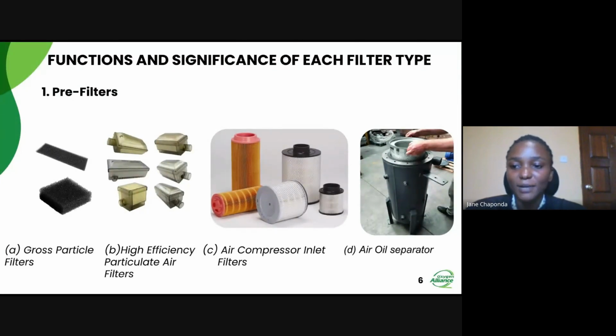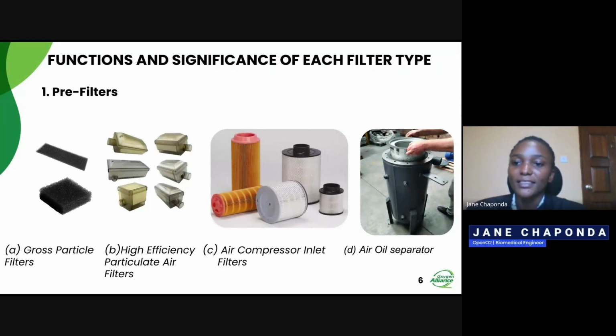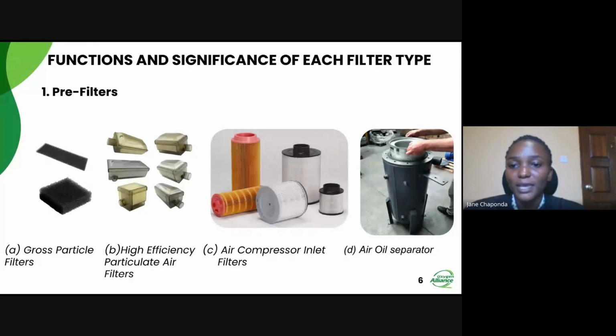And another example of pre-filters in oxygen concentrators are the high-efficiency particulate air filters, which are in short just called the HEPA filters, or sometimes they are called the fine particle intake filters. So as you can see in picture B, those are the HEPA filters. They are internal to the machine. They are either composed of materials such as fiberglass or synthetic fibers, and they filter very fine particles from air before it goes into the compressor.